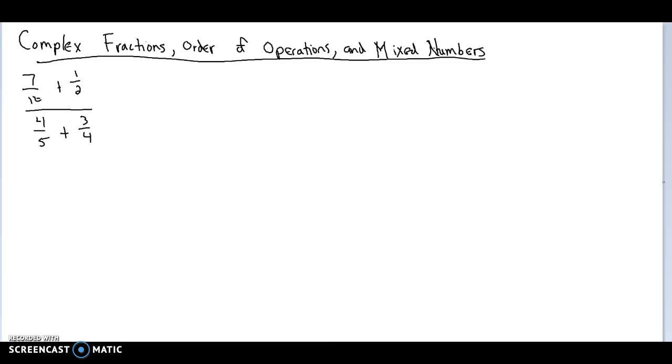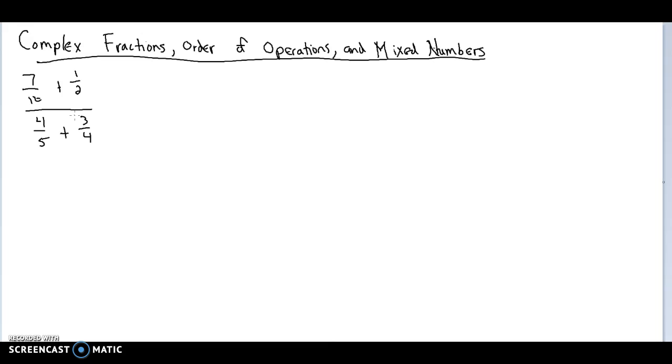Okay, so we're going to do a couple of examples. The first is going to deal with what's called complex fractions, and then we'll do a quick example of order of operations with fractions. All right, so this first example is what's known as a complex fraction. Kind of think of it as fractions within a fraction. You see all these smaller fractions within the overall larger fraction. So we're going to show you how to go through this one.